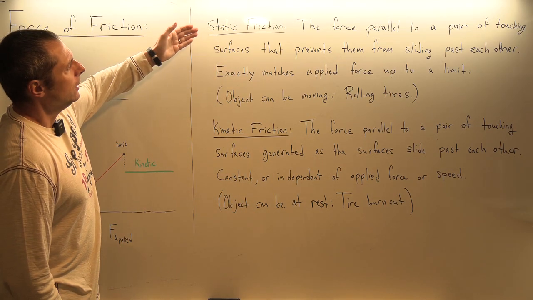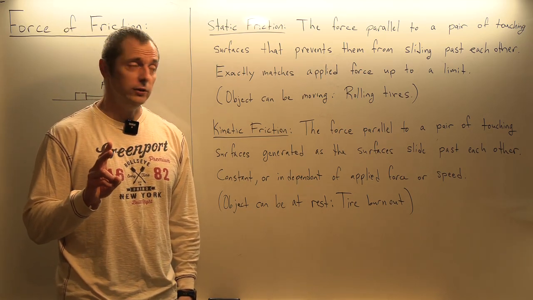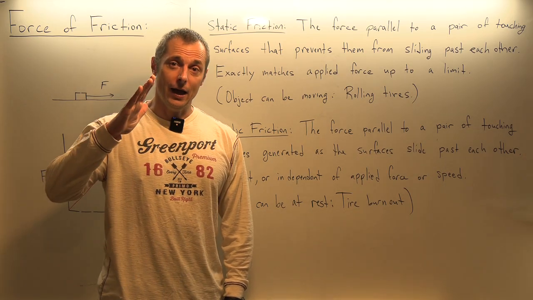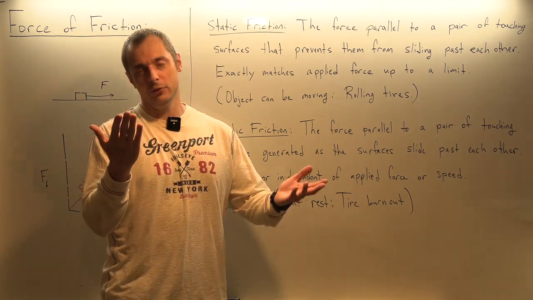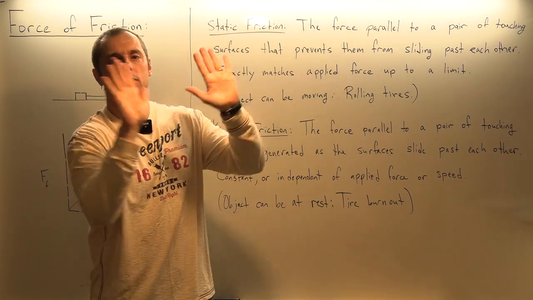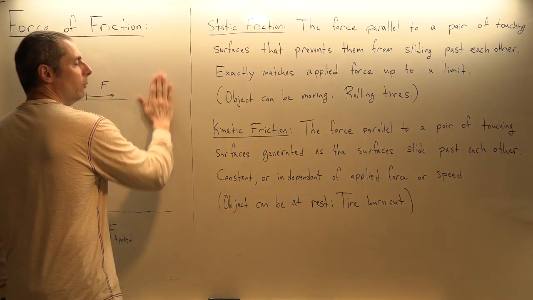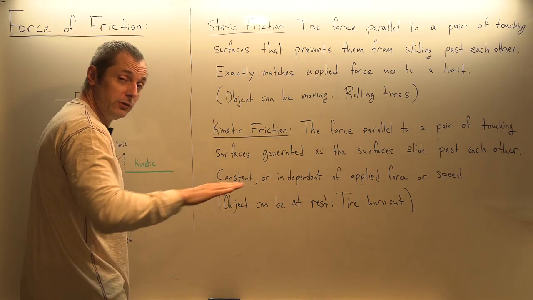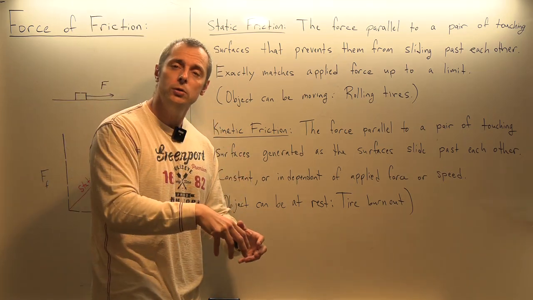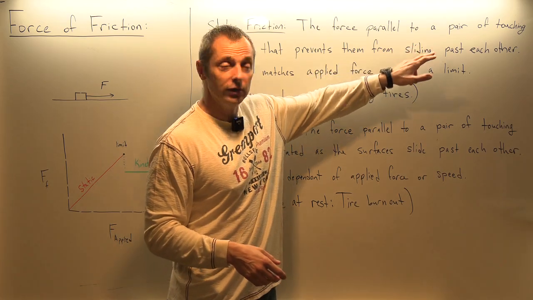Static friction: the force parallel to a pair of touching surfaces. A couple points. First of all, you need 2 surfaces for friction. If I'm trying to rub my hand on something, right? I'm not getting any friction. I need my other hand, and now I've got 2 surfaces, friction. Or I could take my one hand and rub the whiteboard, or rub a piece of wood. So you need 2 surfaces, a hand and something else, or shoe and floor. So you need a pair of surfaces that are touching.